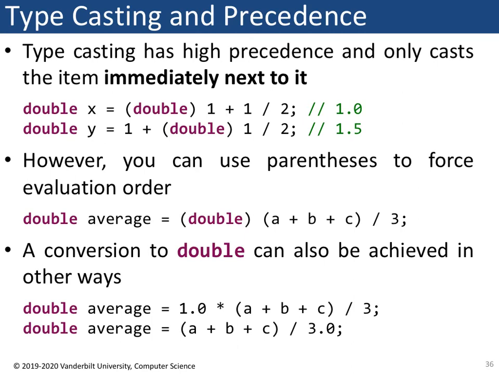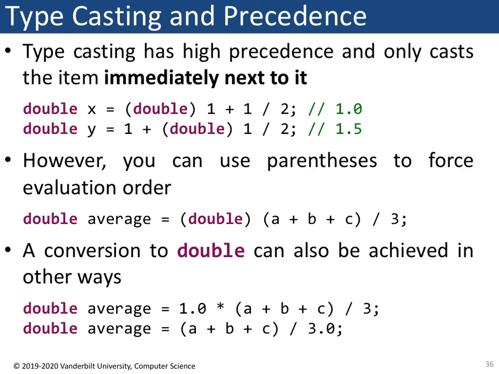Now, this is not the only way that you could do a conversion to double. We mentioned previously that if you mix types of operands, then you achieve a type conversion. So, for instance, another way you could do the average of a plus b plus c and store it into a double would be to multiply the quantity a plus b plus c times 1.0. The reason here is because a plus b plus c will result in an integer value, which is then multiplied by a double value. The result of multiplication of an integer and a double is a double.